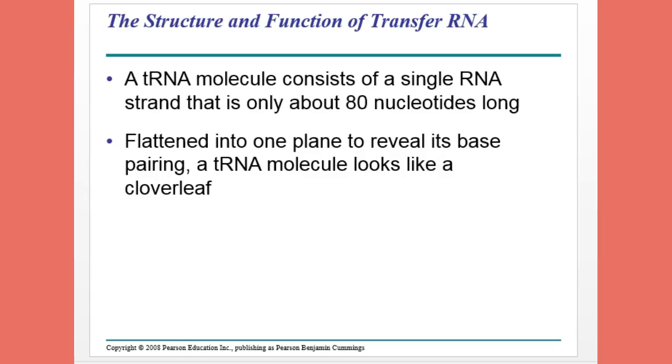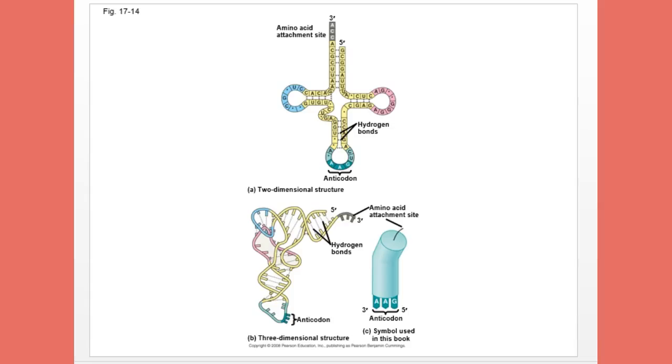Alright, a tRNA molecule consists of a single RNA strand that is only about 80 nucleotides long. Flattened into one plane to reveal its base pairing, a tRNA molecule looks like a clover leaf. Here's showing that clover leaf flattened into one dimension. Alright, this is on 338 if you want to read more about what's going on here.